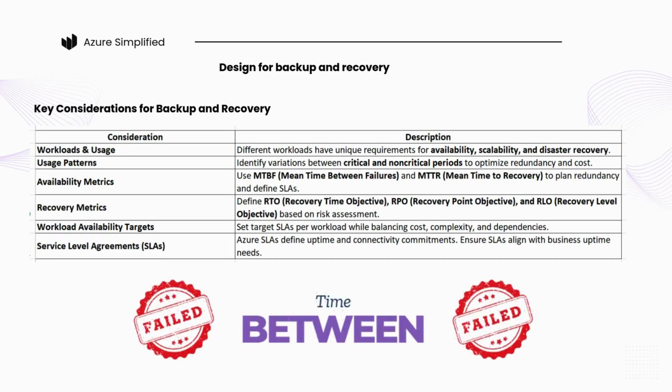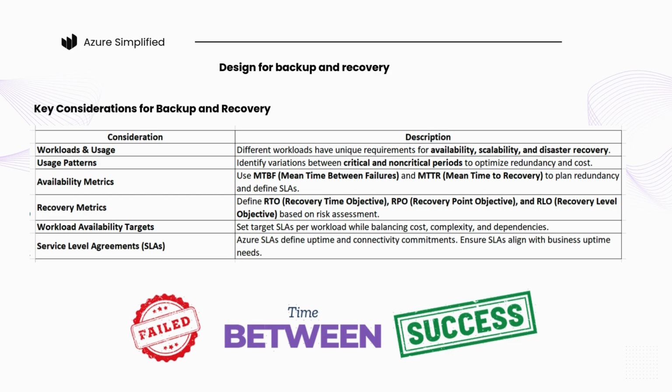3. Availability metrics. MTBF, mean time between failures, measures how long a system component typically runs before failing. MTTR, mean time to recovery, the average time needed to restore functionality after a failure. These metrics help determine where redundancy is required and set service level agreements, SLAs.